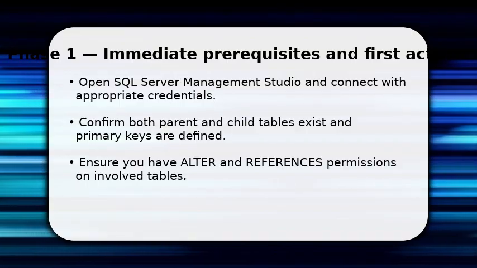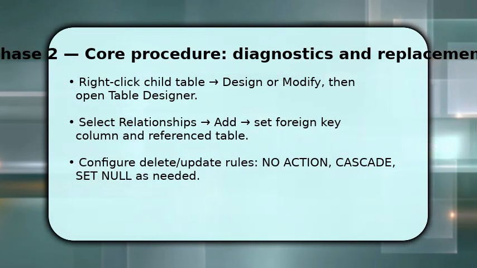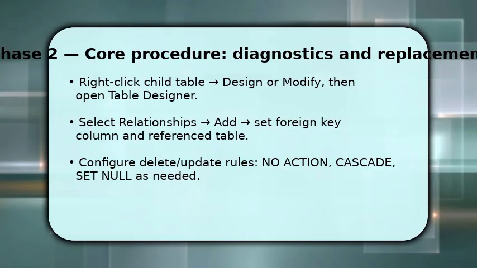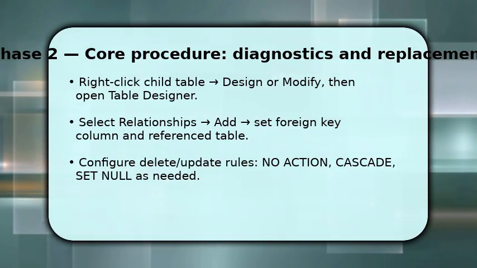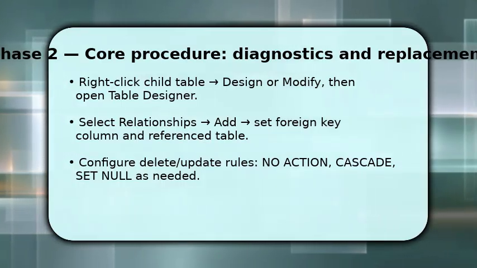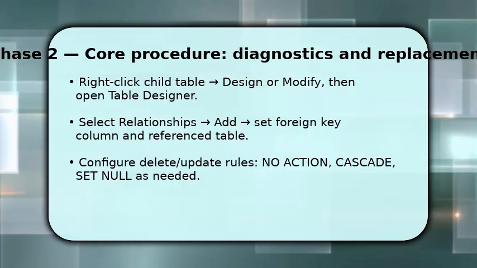Now, open Object Explorer and locate the child table to begin adding the foreign key constraint. You should open the child table in Table Designer and choose Relationships. Once added, set the foreign key tables and columns properties to map the child column to the parent primary key. Make sure to name the constraint clearly, for example, FK child parent, so future maintenance is easier.